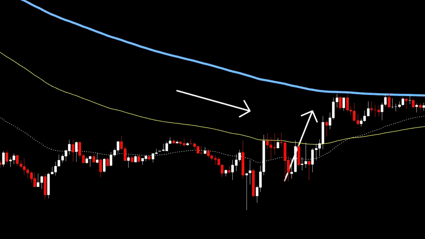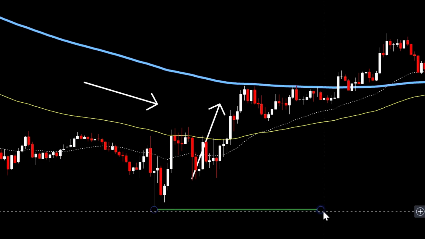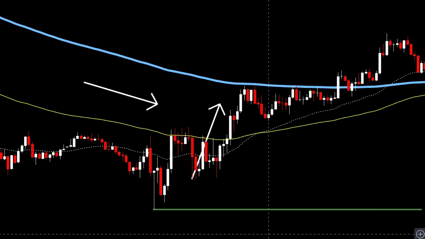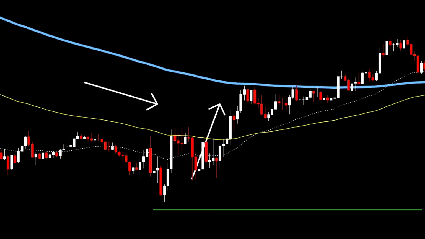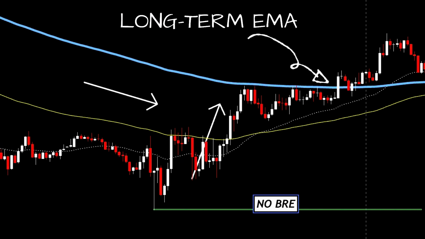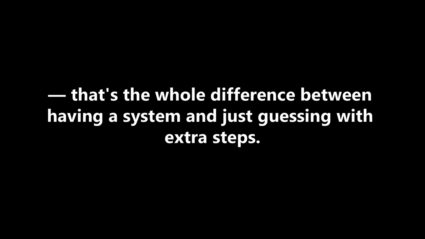Now watch this one, because this is the one people skip and it's actually the most important part. Pullback happens, swing low is marked, everything looks ready, and then price pushes right back up through that long-term EMA. You know what that means? Setup's dead. You don't force it. No trade. And that right there, knowing when not to click, that's the whole difference between having a system and just guessing.